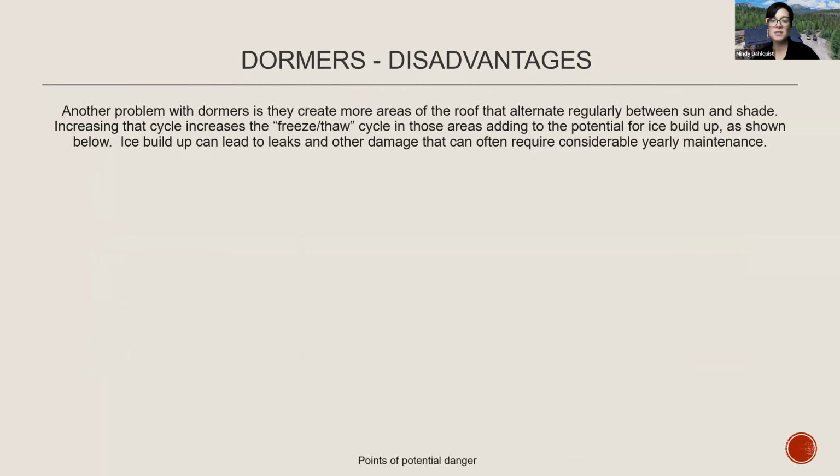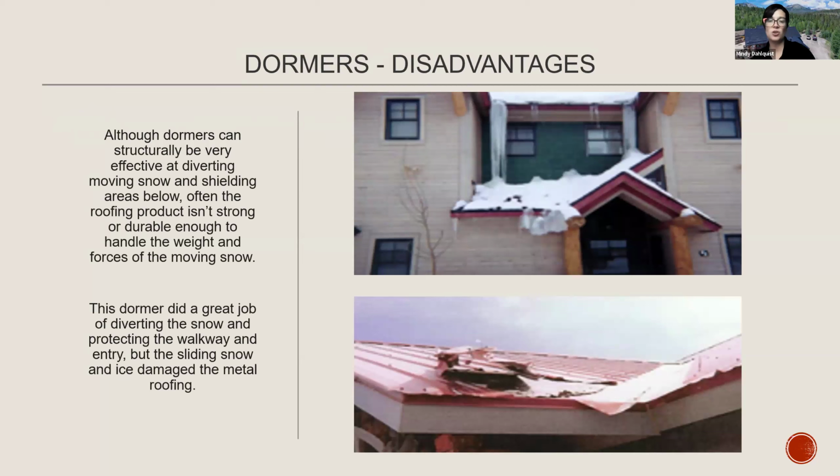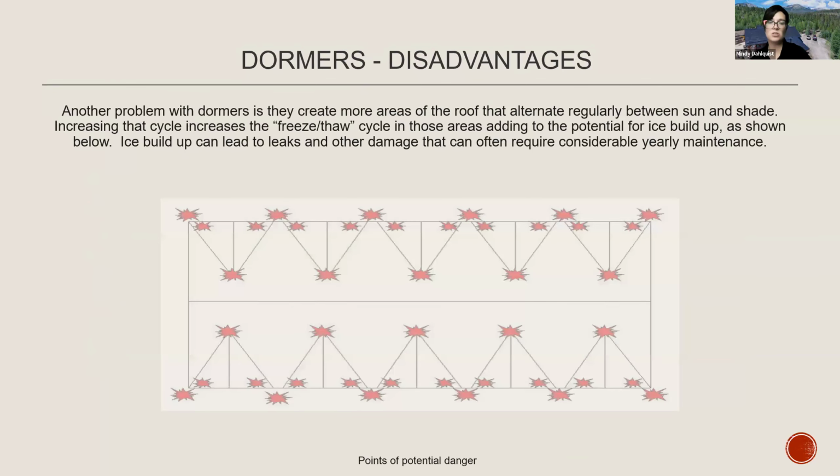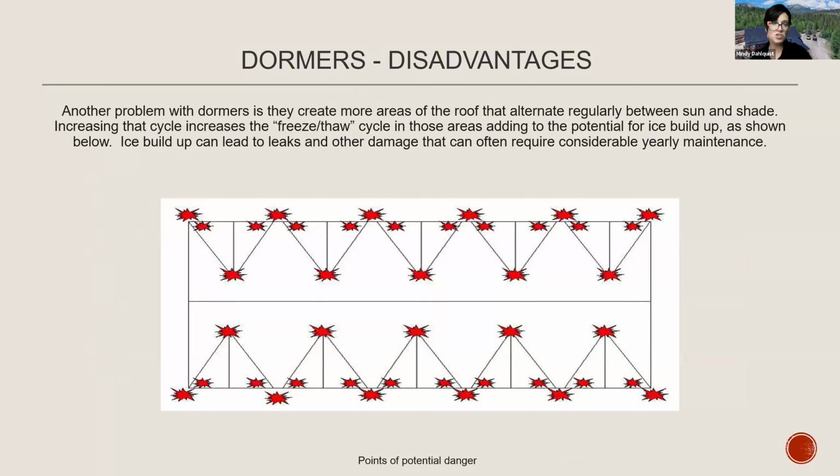Oftentimes, something that's overlooked is when these damages occur in the winter, you may not know what that roof looks like underneath the snow surface until the snow melts off. And at that point, you most likely have a leaking problem and other concerns going on with that sheathing as well. So another problem with dormers is they create a lot of areas on the roof that are going to alternate regularly between sun and shade. With that, you're increasing your freeze thaw cycles, and it can cause leaking and damage down the road.